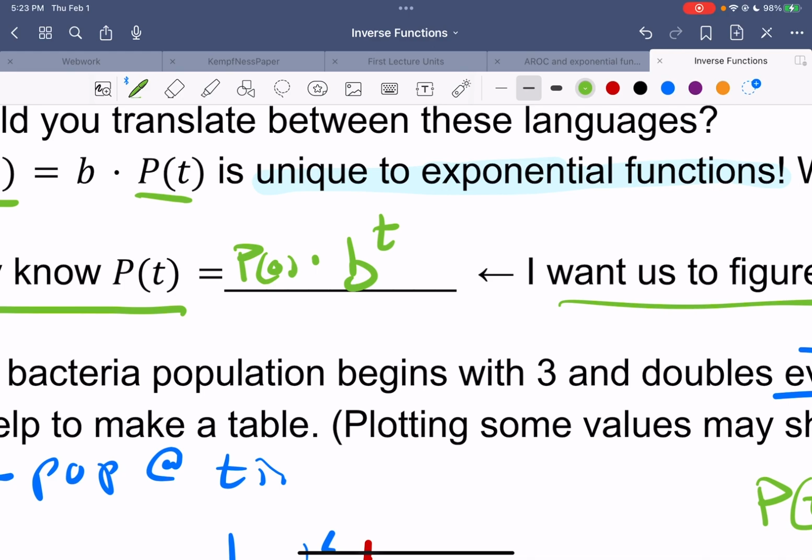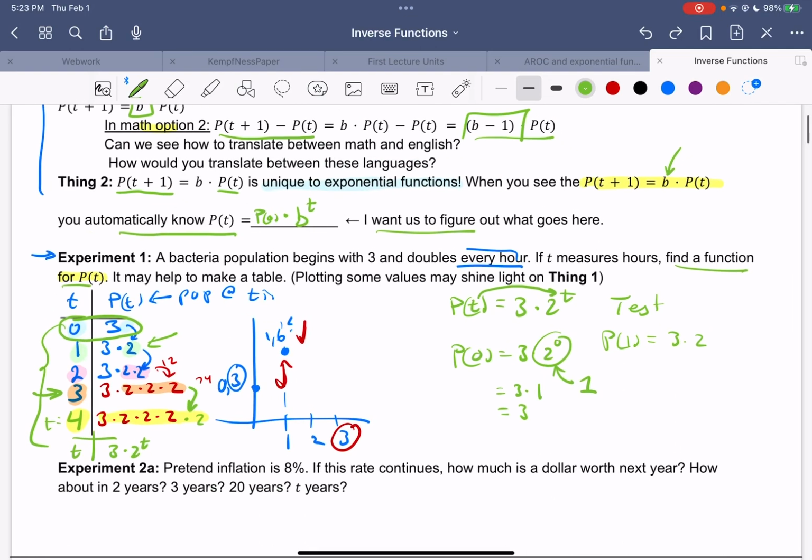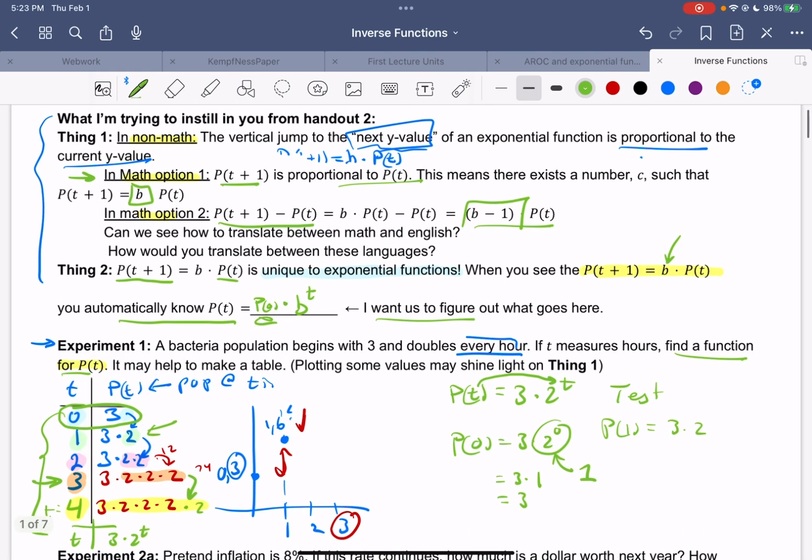It's going to say P0 times b to the t. And don't let this P0 trip you up. It's just the original population, or whatever you'd get if you plug in t equals 0. That's literally what they're trying to say here. Okay? All right, so when we talk about exponential functions, this is what I want you to know about them.